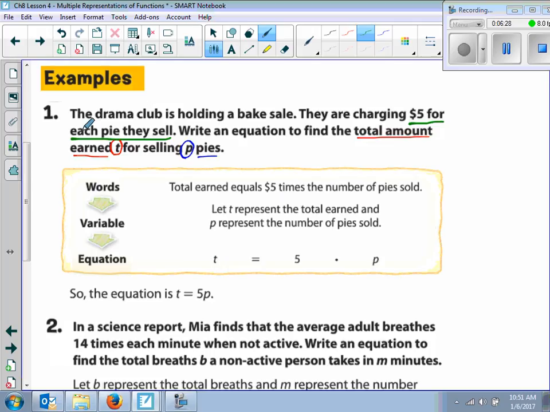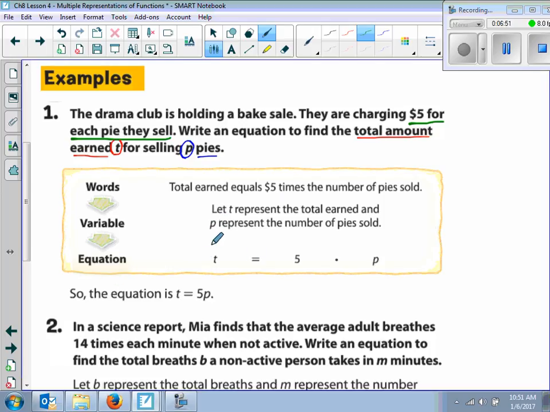Each. And of course, each means that we're going to multiply, right? So here in words, we have the total earned equals 5 times the number of pies sold. So then we're going to define our variables. We defined T and P as our variables. And now we have our equation.